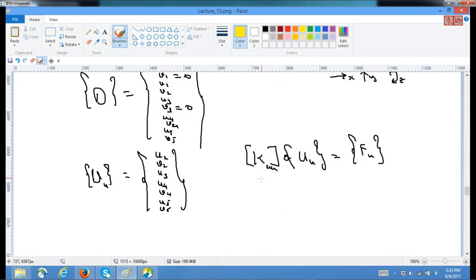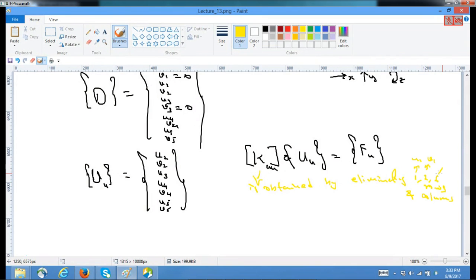KUU is obtained by eliminating the first, second, and sixth rows and column. So V1 corresponds to V3.